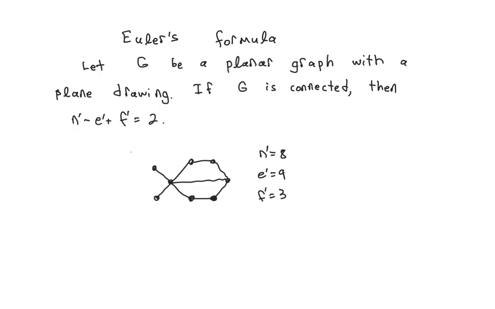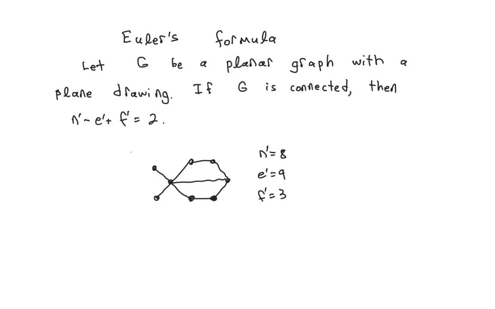And so for our first result, we're going to prove Euler's formula. What Euler showed is that if you have a planar graph G with a plane drawing, if your graph is connected, then the number of vertices minus the number of edges plus the number of faces in your plane drawing is always equal to 2. Euler actually proved this result for counting vertices, edges, and faces of a polyhedron, but for the purposes of this course, it turns out it generalizes to arbitrary plane drawings of a graph.